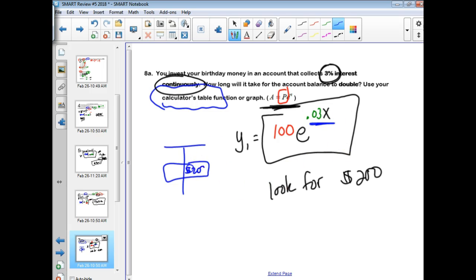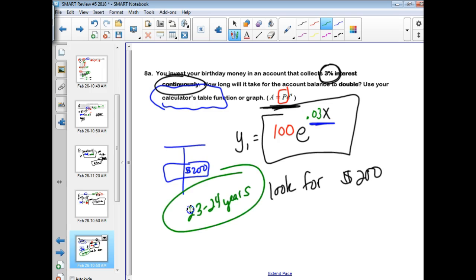So we're not going to get exactly 200, guys, but between what 2 years is it? Or is it closer to 1 than the other? 20 what? 23 to 24 years? Okay. Sounds good. All right.